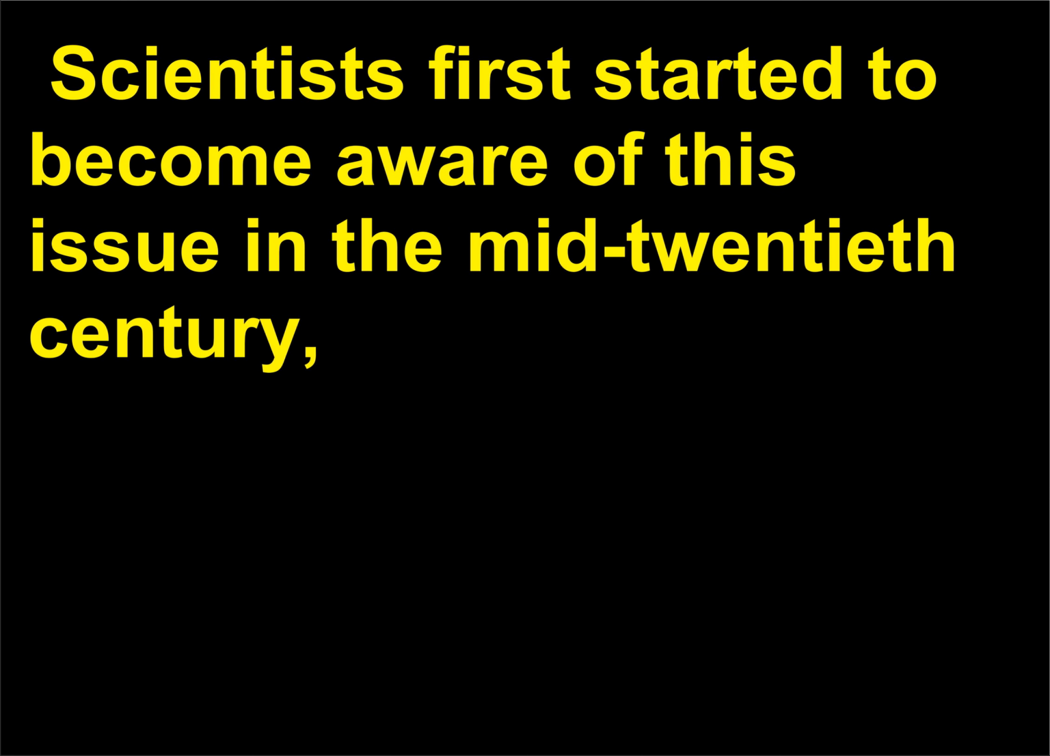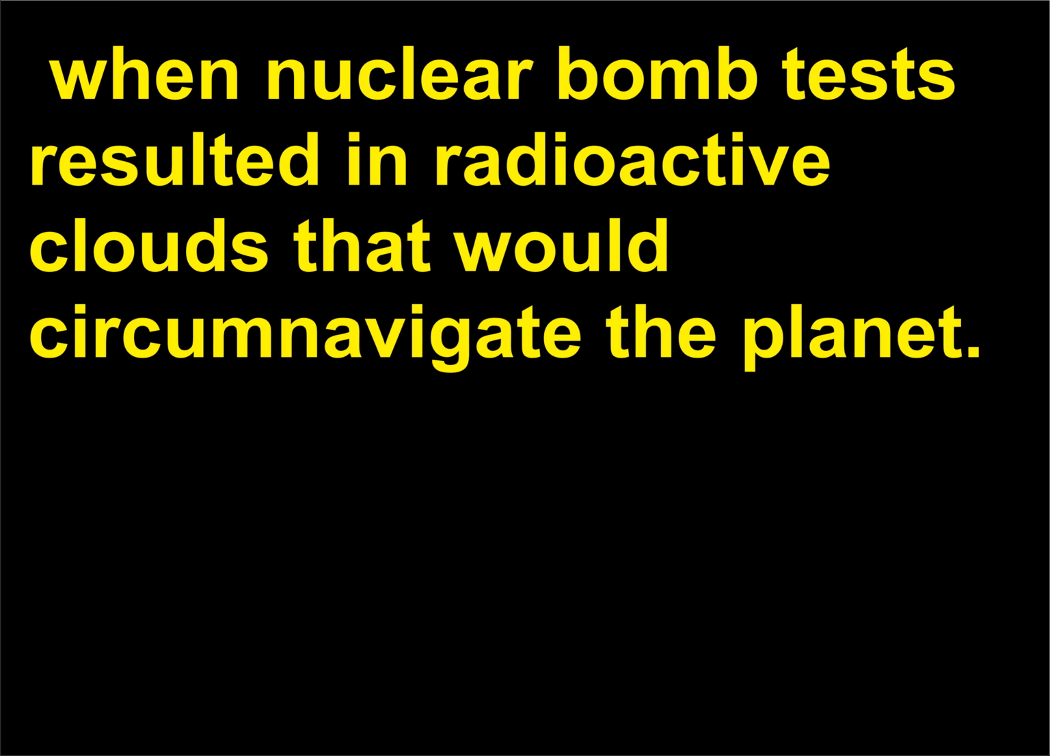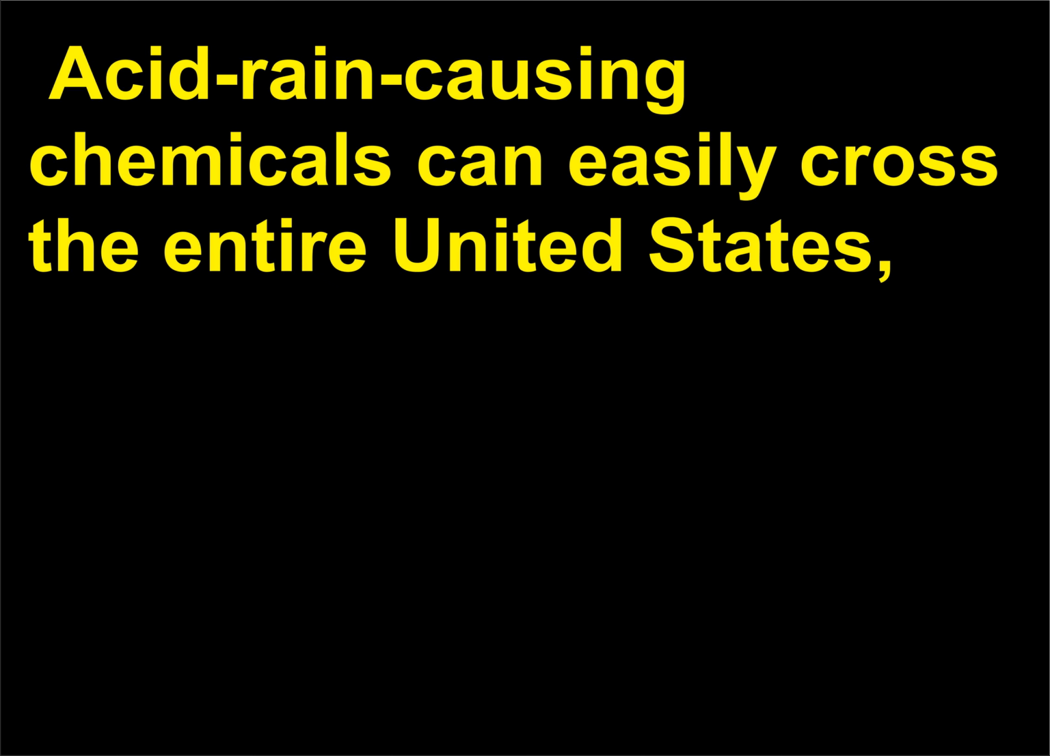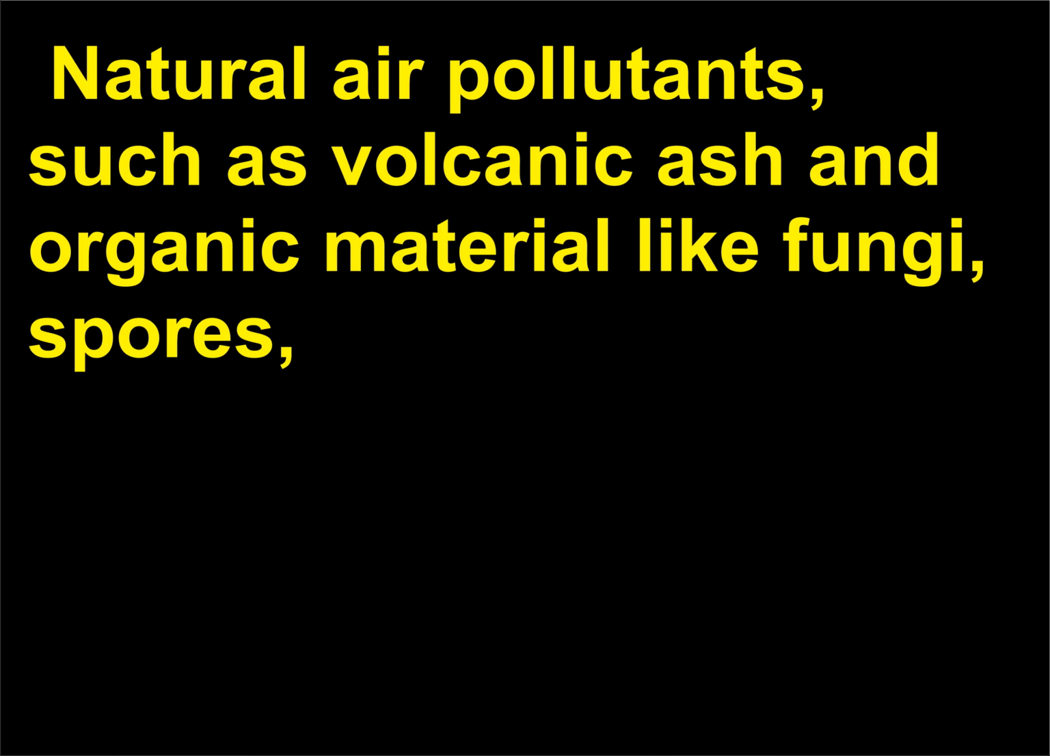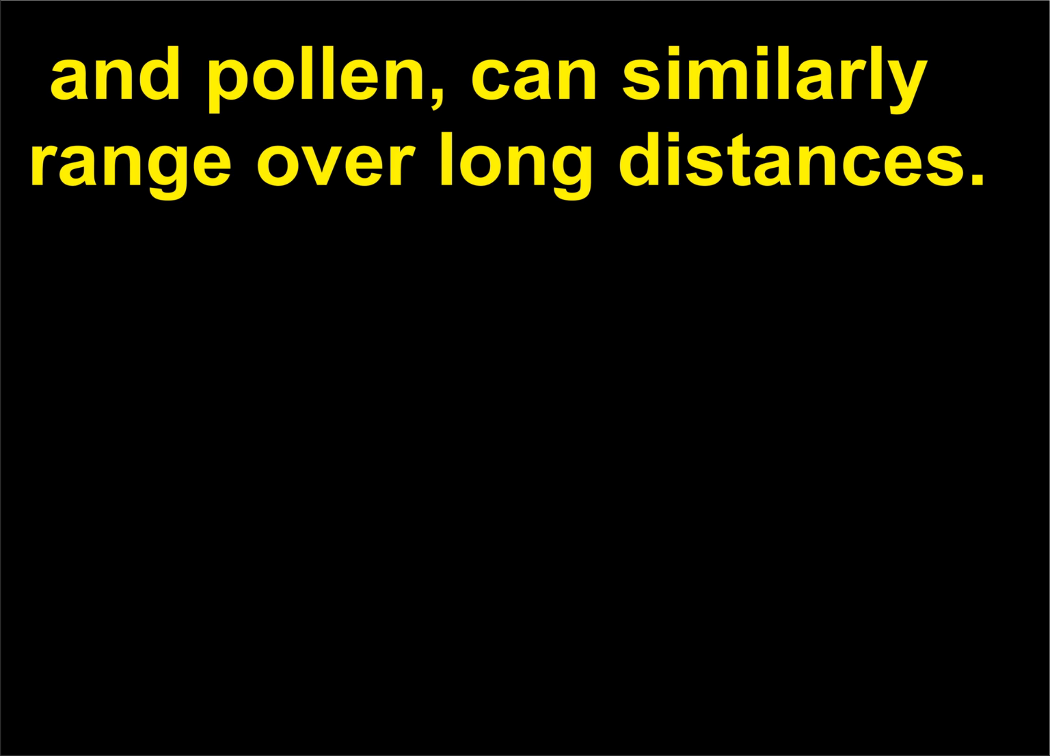Scientists first started to become aware of this issue in the mid-20th century, when nuclear bomb tests resulted in radioactive clouds that would circumnavigate the planet. Acid rain causing chemicals can easily cross the entire United States. And, likewise, pesticides and herbicides travel long distances. Natural air pollutants, such as volcanic ash and organic material like fungi, spores, and pollen, can similarly range over long distances.